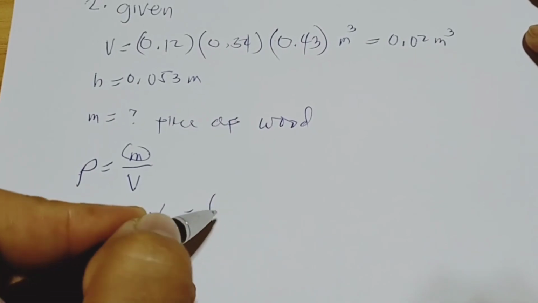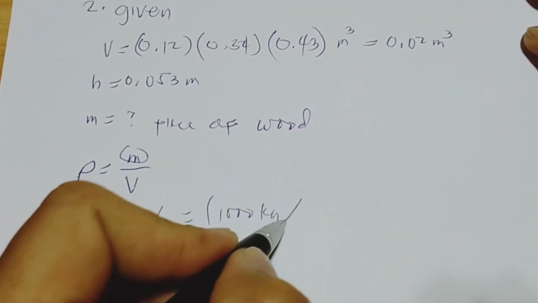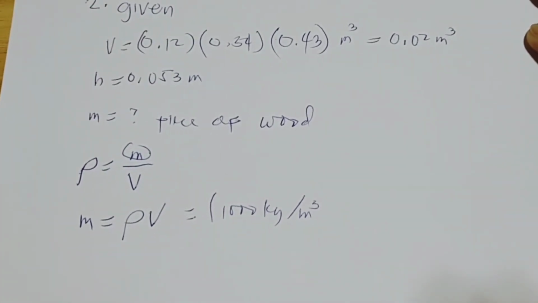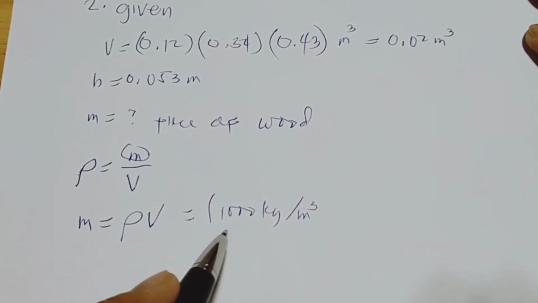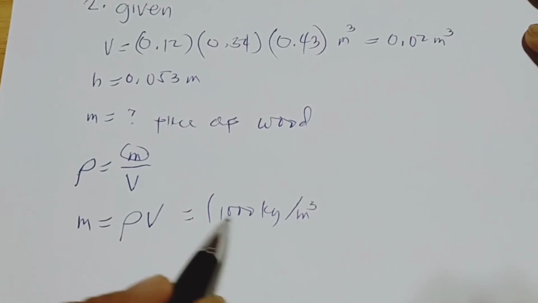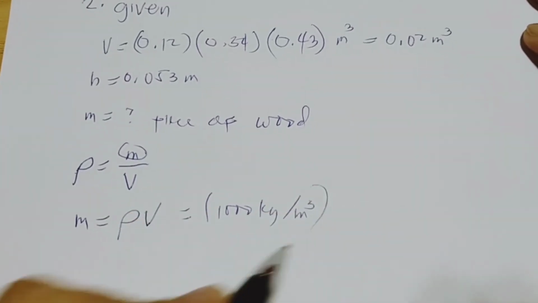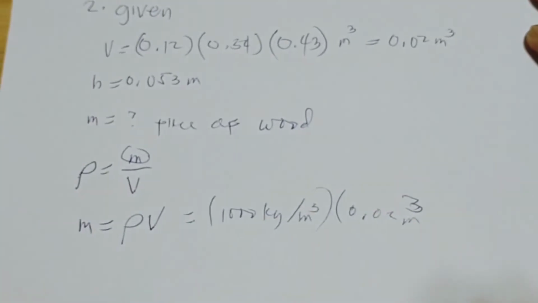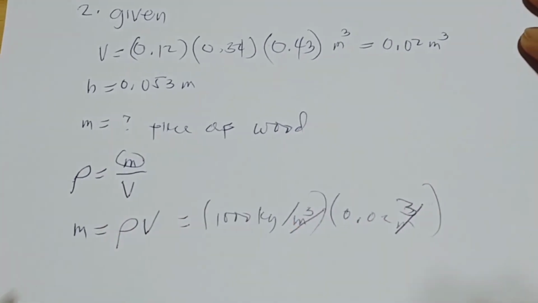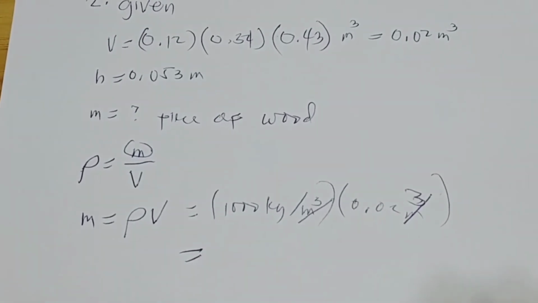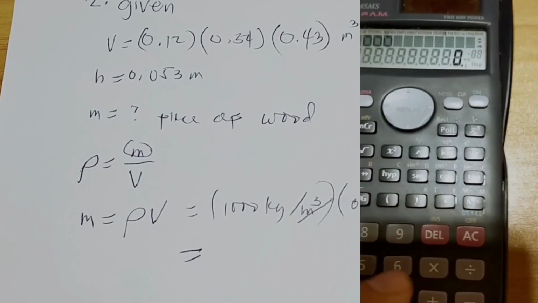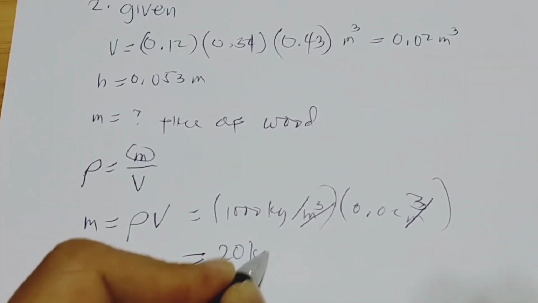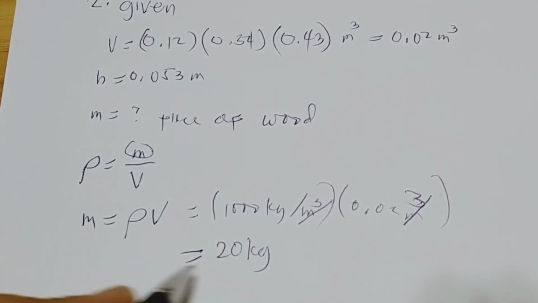This is constant, 1,000 kilograms per cubic meter. Why we use the density of water? Since the piece of wood is submerged in the water. So para natin malaman yung kanyang mass, probably malalaman natin by using the Archimedes principle. Okay? Times the calculated volume here, 0.02 cubic meter. So by multiplication, 1,000 times 0.02 equals 20 kilograms. So the mass of the wood is 20 kilograms.